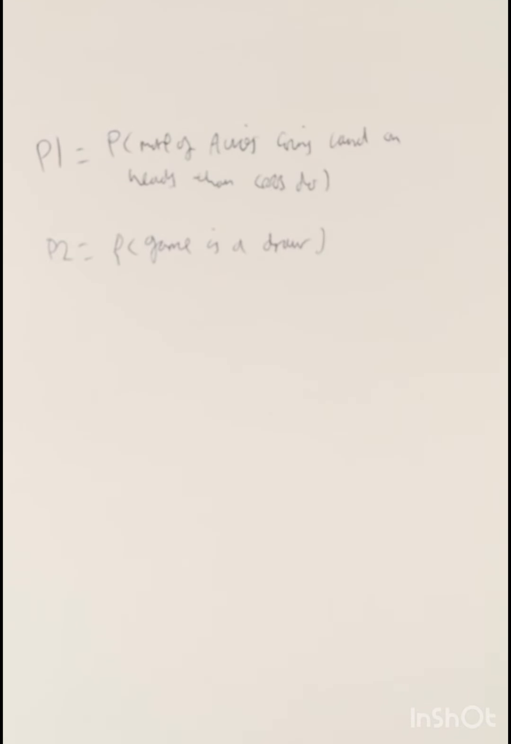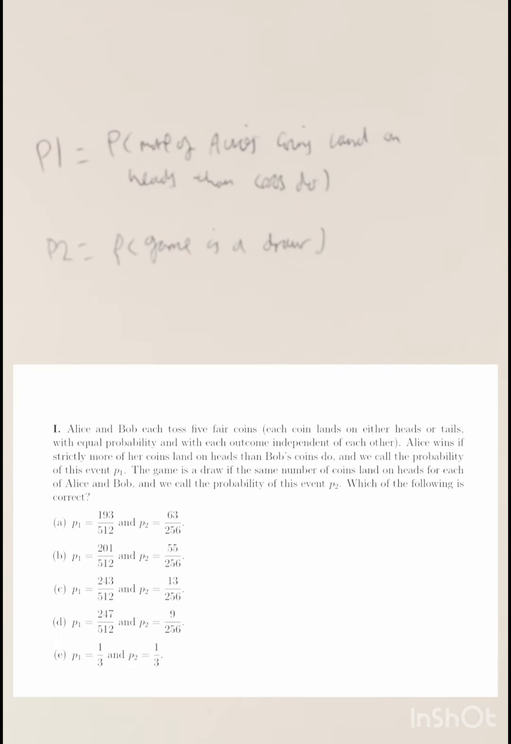Which of the following is correct? So we've got A: P1 is 193 over 512, and P2 equals 63 over 256. B: P1 equals 201 over 512, and P2 equals 55 over 256. C: P1 equals 243 over 512, and P2 equals 13 over 256. D: P1 equals 247 over 512, and P2 equals 9 over 256. And E: P1 equals 1/3, and P2 equals 1/3.